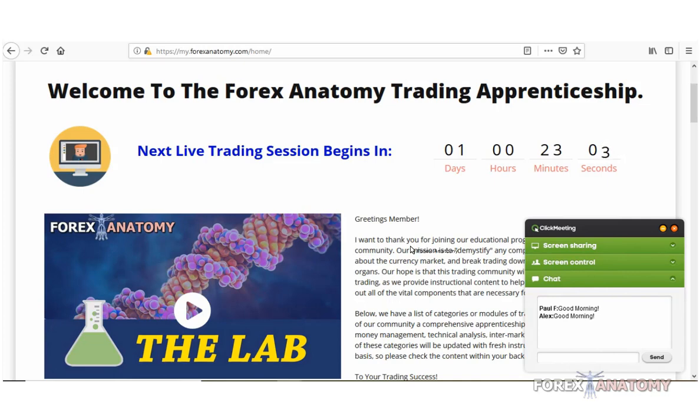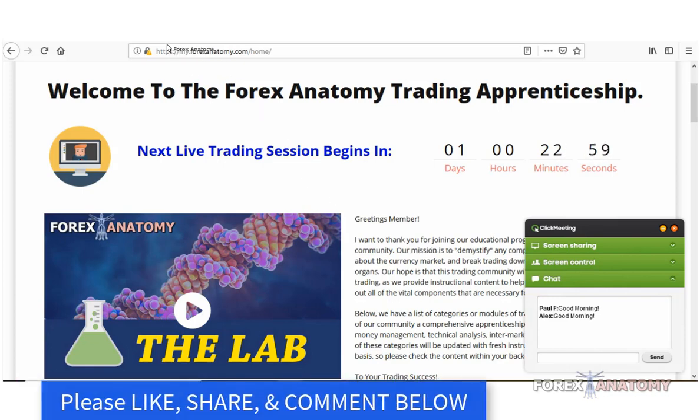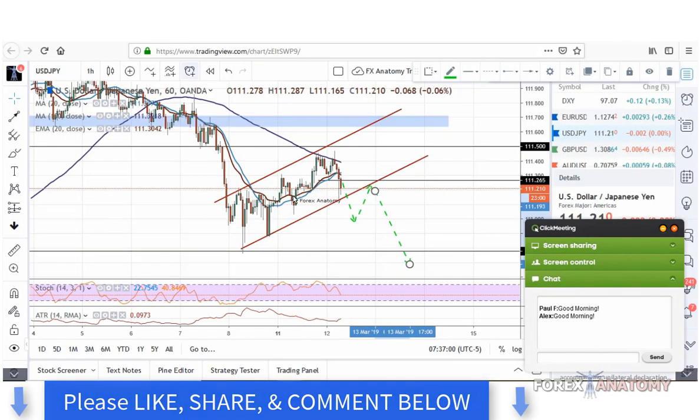But that's it, guys. I don't want to sell too much to you. Just make sure you follow these trade ideas. Make sure you wait for price to confirm bearish sentiment, and I believe we may see that happen shortly on the US dollar, Japanese yen, and even on the Euro USD.